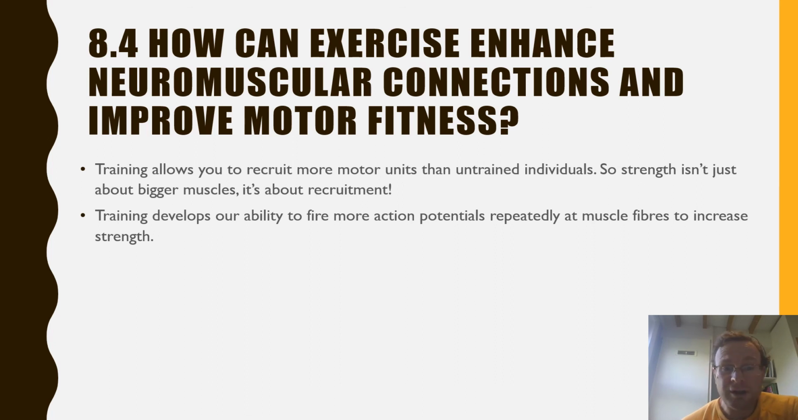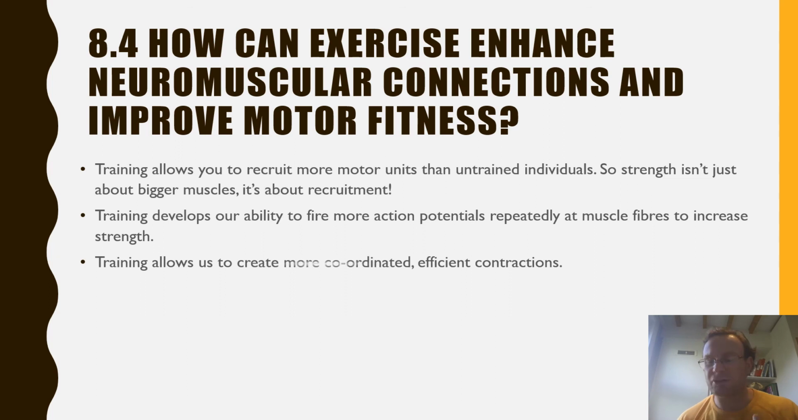So training also develops our ability to fire more action potentials. So that previous picture I said is that the action potential that travels down the axon and arrives at a muscle fibre, it either fires or it doesn't. At the muscle fibre, it creates a twitch. The muscle fibre will twitch. To increase strength, you don't give a stronger nerve impulse, you just give repeated nerve impulses. So training develops our ability to fire more action potentials repeatedly at muscle fibres to increase that strength.